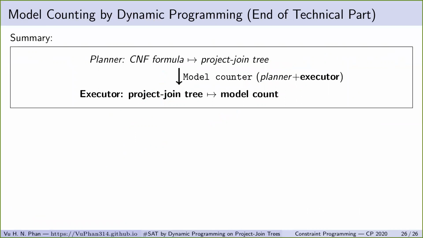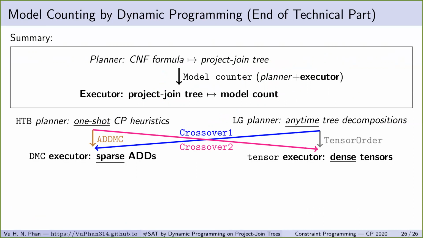To summarize, we developed a modular model counting framework combining a planner and an executor, which goes from a CNF formula to a ProjectJoin tree, and finally to the model count of the original CNF formula. We can deconstruct existing model counters in the dynamic programming approach into components, a planner and an executor. And we can make crossover model counters from these components.